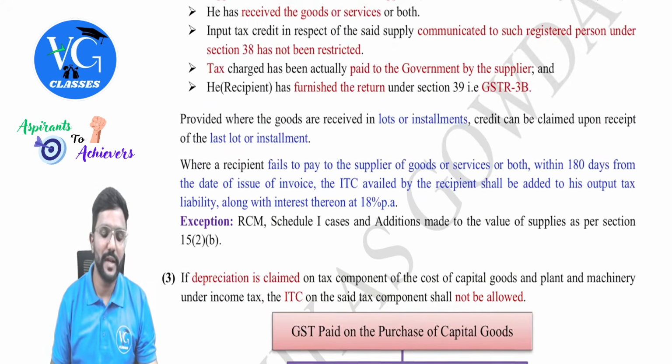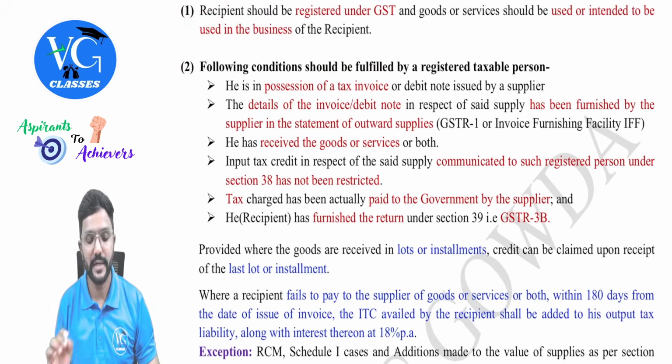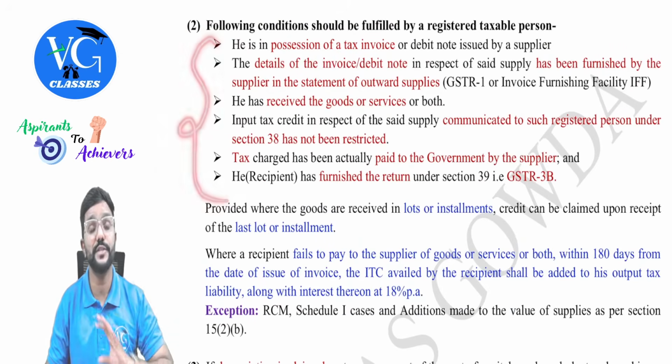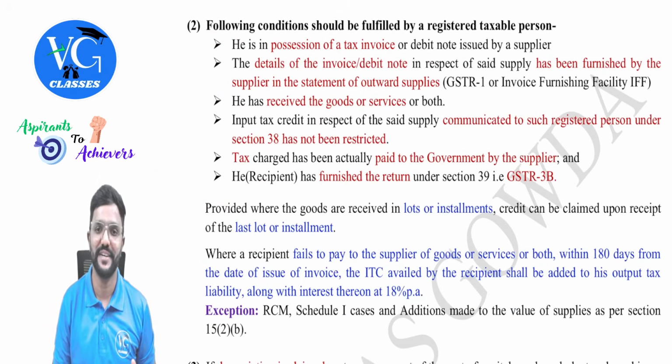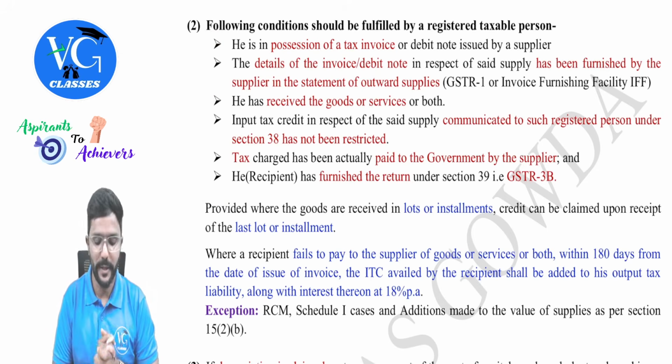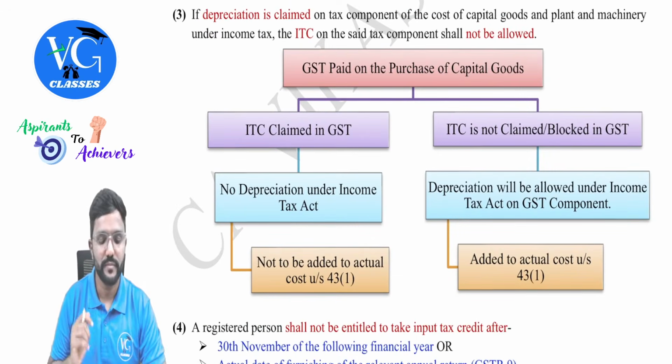Now coming to, so whatever is covered in subsection 1 as well as subsection 2, we have learned, guys. And under subsection 2, there are a number of conditions. If all the conditions are satisfied, only then the recipient can claim the credit. Sir, what if one condition is missing? No credit. Okay, fine. Then coming to subsection 3, connected to income tax also.